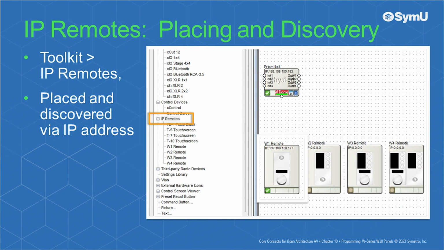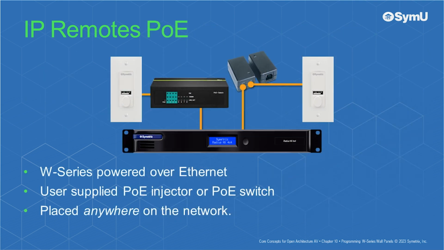Within the Composer design application, the W-Series can be found in the toolkit under the IP remotes section. All W-Series devices are placed and discovered exactly like our DSPs, using an IP address. The W-Series controllers are powered over Ethernet using either a user-supplied PoE injector or PoE network switch. This allows them to be placed anywhere on the network.